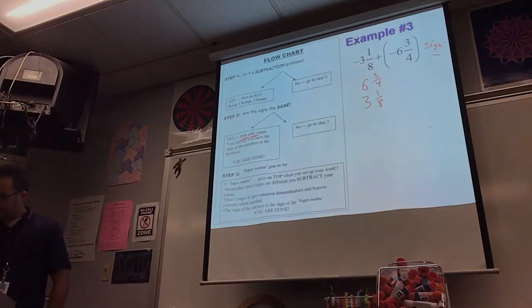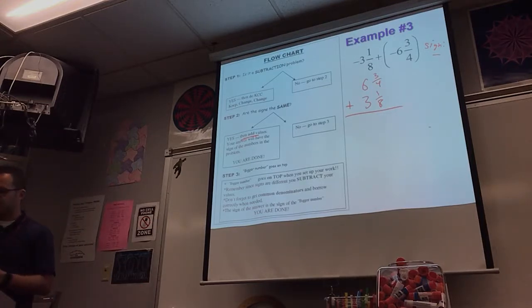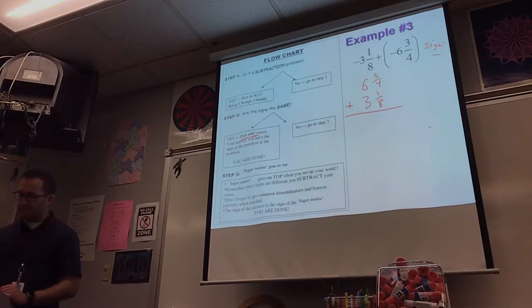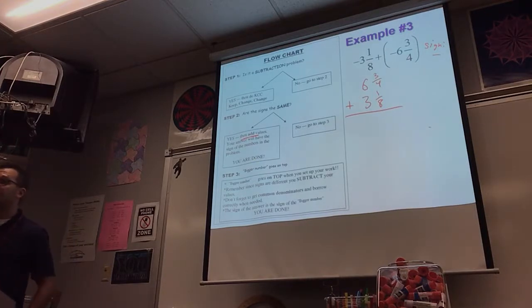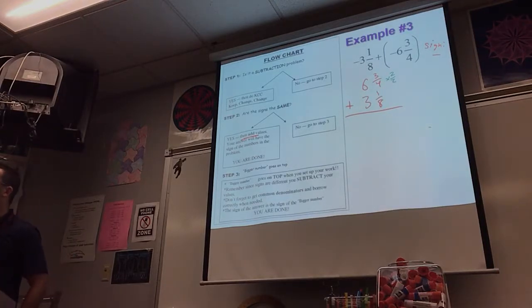For time's sake, I'm just going to blast through this one if that's okay, just to make sure that everybody gets the steps. Now we do need to get a common denominator, so that common denominator is going to be 8. Multiply the top one by 2 over 2. We don't need to multiply the bottom one, but if you really want to, you multiply it by 1 over 1. And we get 6 and 6/8, 3 and 1/8. Now this is addition, so make sure you add.